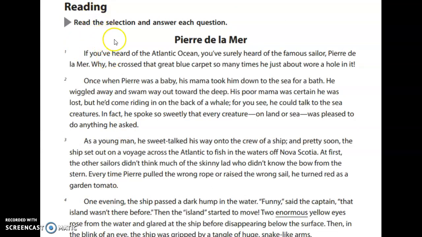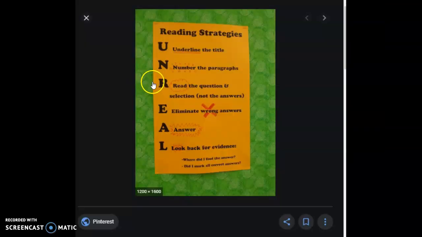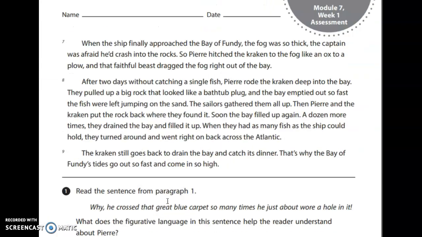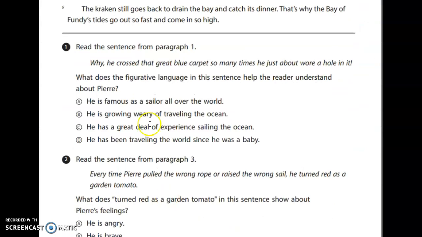We did the N. Next we have the R, which stands for read the questions and the selection, not the answers. So first we're going to go and read our questions, not the answers. 1. Read the sentence from paragraph 1. Why, he crossed that great blue carpet so many times he just about wore a hole in it. What does the figurative language in this sentence help the reader understand about Pierre?